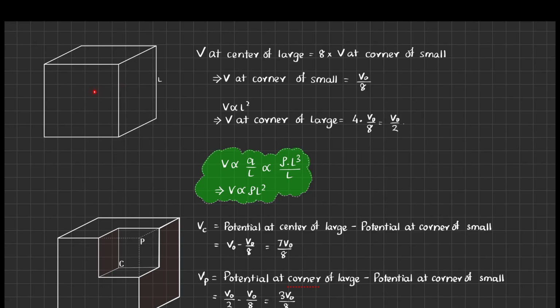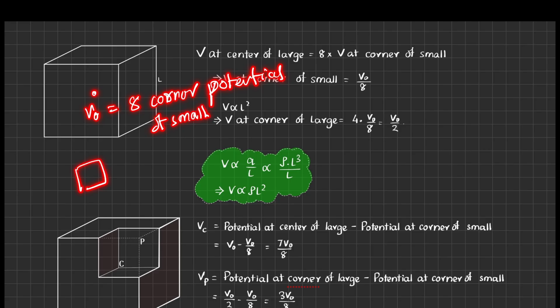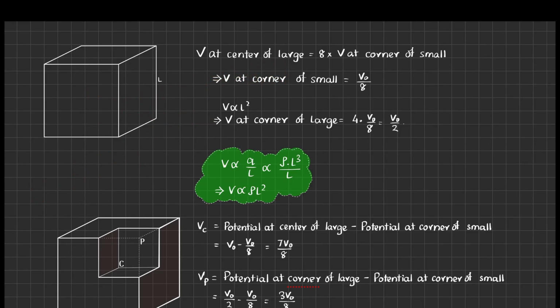Now I say at the center of the larger cube, the potential is V naught. So I can say this is 8 times the corner potential of a smaller cube. So that means each smaller cube's corner potential will be V naught by 8. I hope you understand this. So that's what we have written.